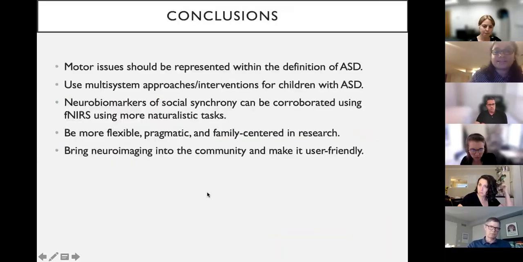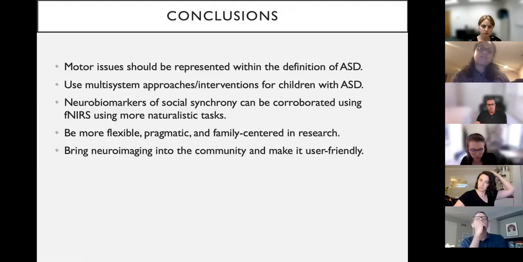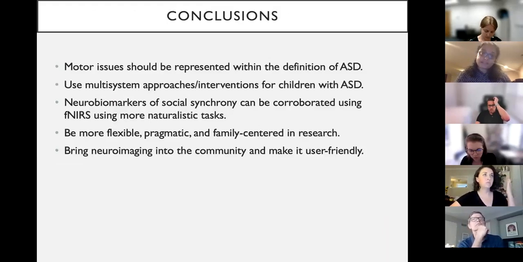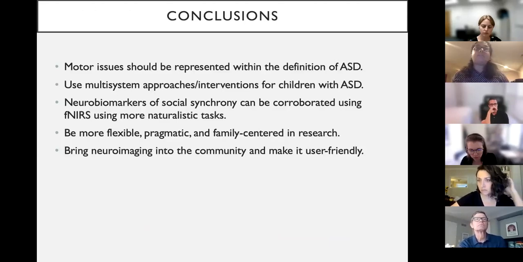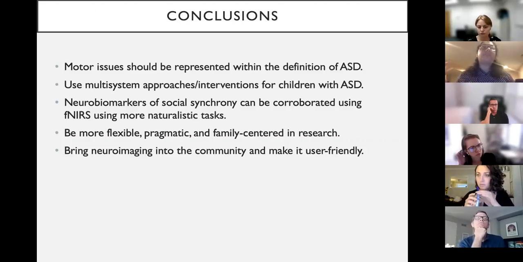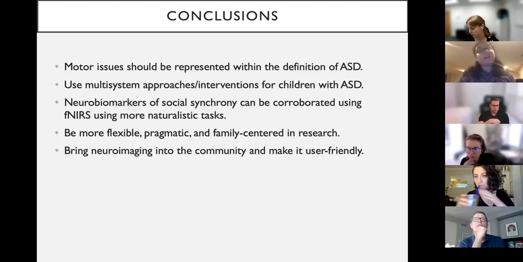So overall, this is my sort of spiel, my message for you. We should be considering motor issues within the definition of ASD. We should be using multi-system interventions that are inclusive of movement as well as other domains while providing interventions to this population. fNIRS biomarkers seem to work. Whether they are treatment response measures for such interventions remains to be seen, and perhaps they can be used in more pragmatic and community-based contexts.